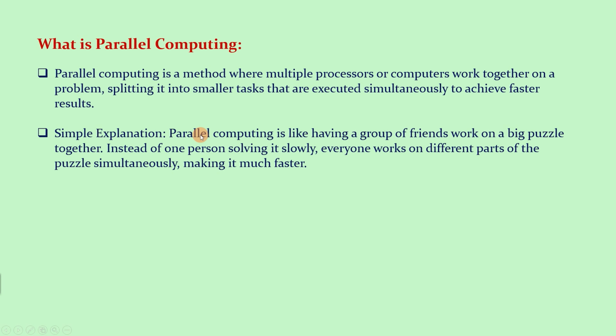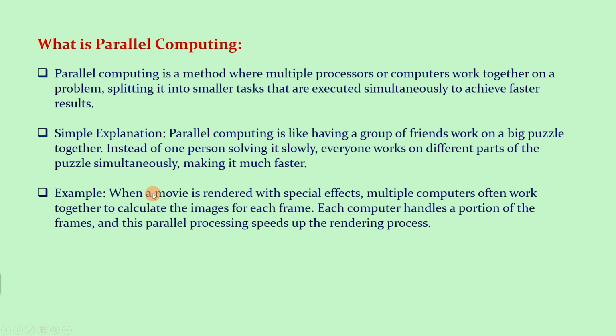A simple explanation here could be: parallel computing is like having a group of friends work on a big puzzle together instead of one person solving it slowly. Everyone works on a different part of the puzzle simultaneously, making it much faster. For example, when a movie is rendered with special effects, multiple computers often work together to calculate the images for each frame. Each computer handles a portion of the frames, and this parallel processing speeds up the rendering process.